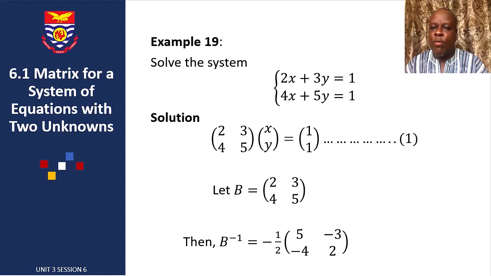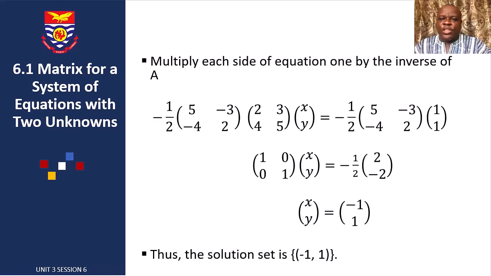Now we will take the matrix and let it be represented by a letter. So here we use the letter B. So B is equal to 2, 3, 4, 5. Then we find the inverse of the matrix B, which is negative 1 over 2 into bracket 5, negative 3, negative 4, 2. We continue with the solution.